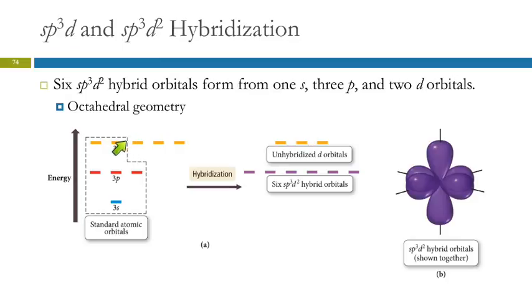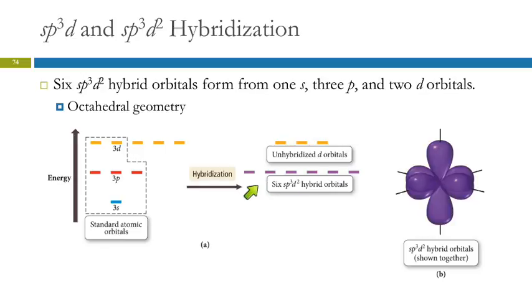You can also pull in a second d orbital, and so then this is sp3d2. It's an s, 3 p's, and 2 d's. We're not trying to make it confusing. I mean, if you can come up with a clearer way of naming these things, I'm interested in hearing it.